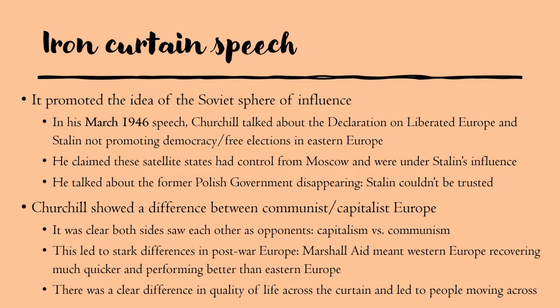And so Churchill described this as the Iron Curtain, this border between the nice Western European countries, which had a good quality of life, and the really poor Eastern European countries. And it was really hard to cross this iron border. And so this was this Iron Curtain, which was the border. There was a huge difference between the two sides, and it did lead to people trying to move across from Eastern Europe to Western Europe.